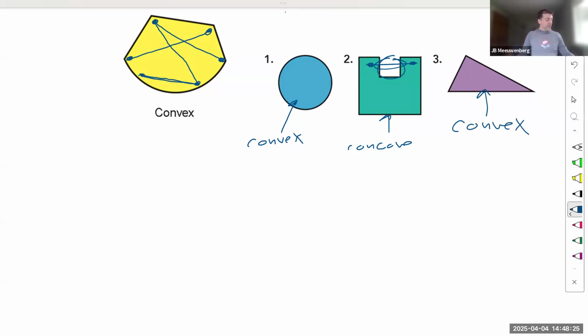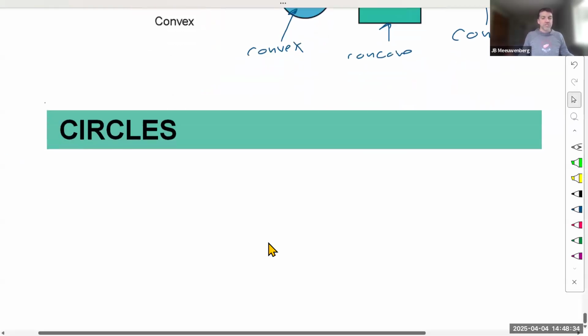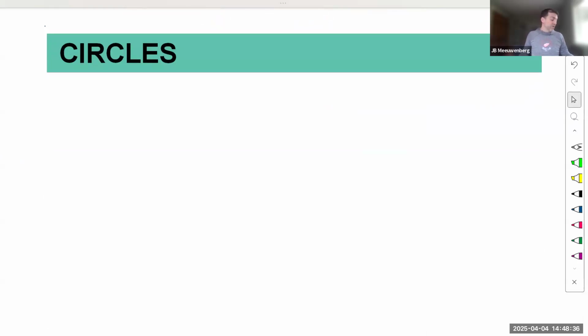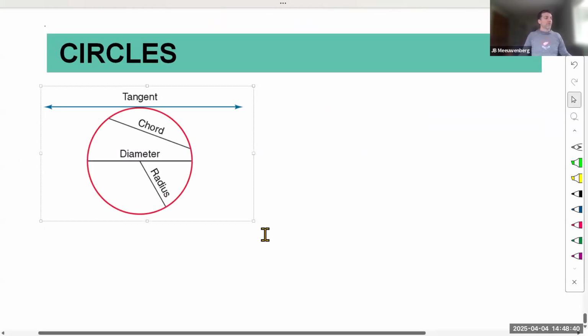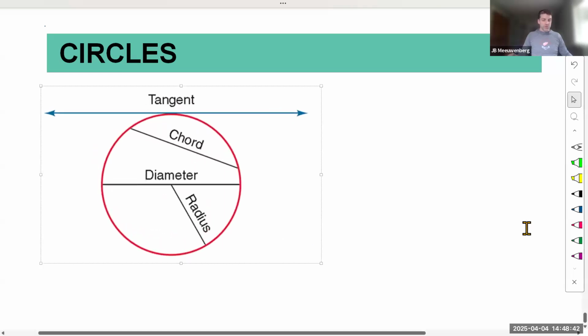So let's examine a really special type of figure. It's a special type of a simple closed curve, and it is the circle. Now, circles have lots of terminology that go along with them. Here are 4 of those terms. So the red line on the outside is the circle.